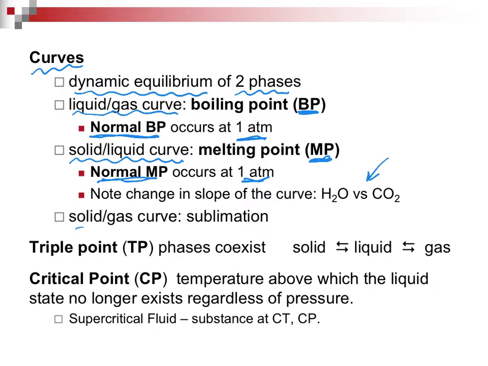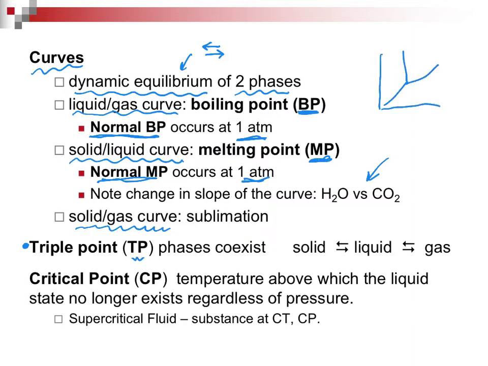But to finish it up, the solid gas curve, that is the sublimation. So those are what the curves represent. They represent a dynamic equilibrium, and we often show that by those double-headed arrows. There's a couple other points. There's another point called the triple point. That is where all 3 phases coexist.